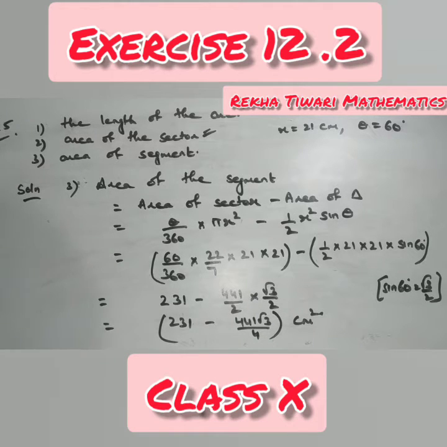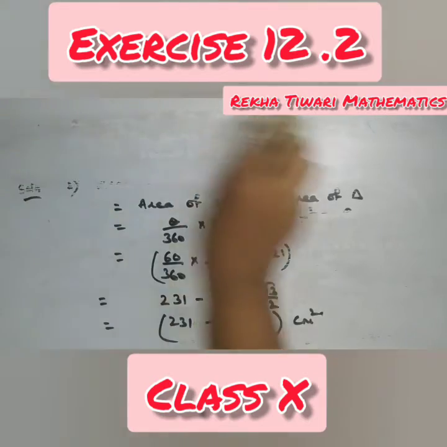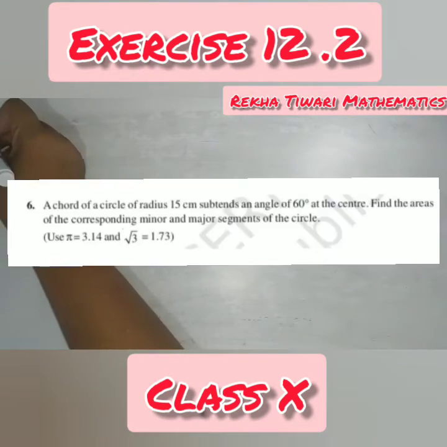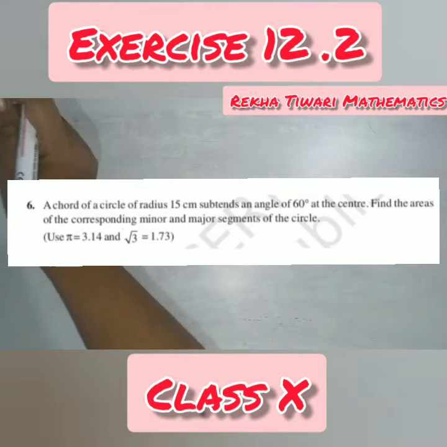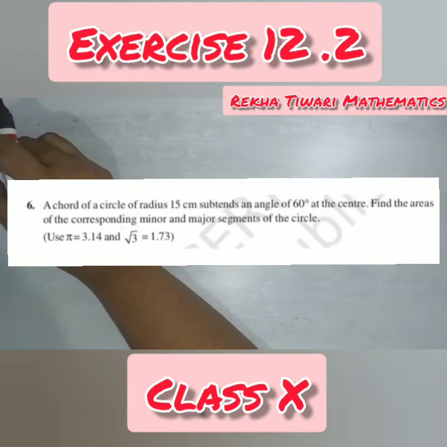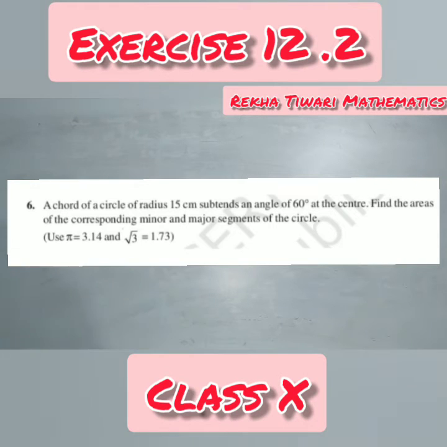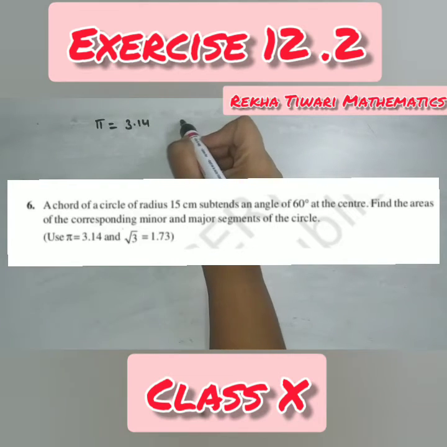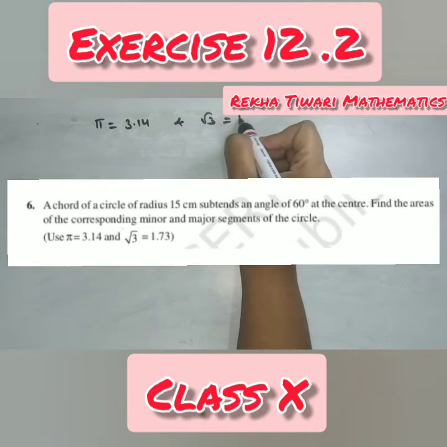Come to question number 6. Question number 6 is, a chord of a circle of radius 15 centimeter subtends an angle of 60 degree at the center. Find the area of the corresponding minor and major segments of the circle. Okay, what is given to you? Pi is given as 3.14 and root 3 is given as 1.73.